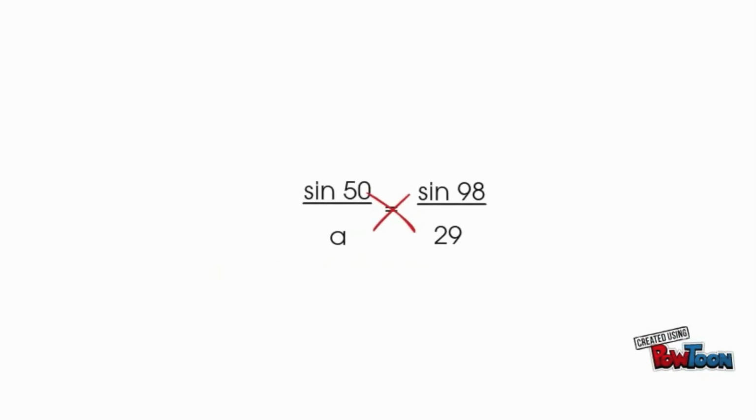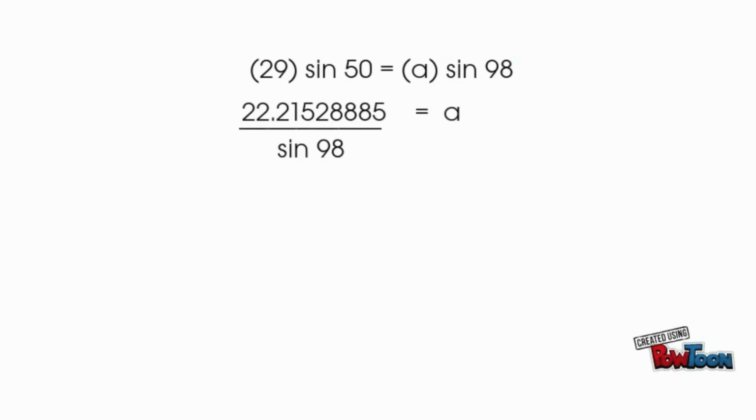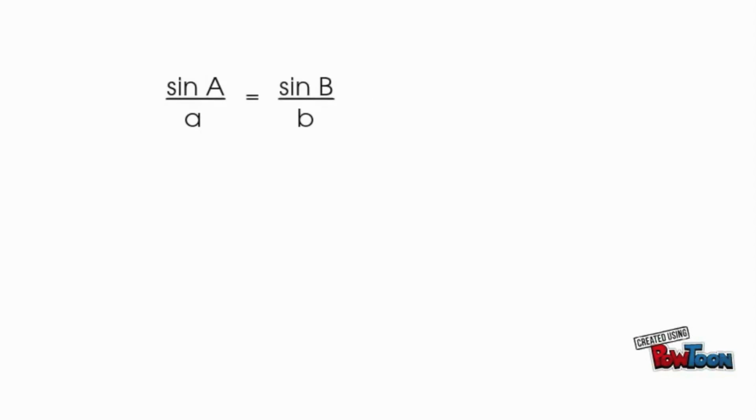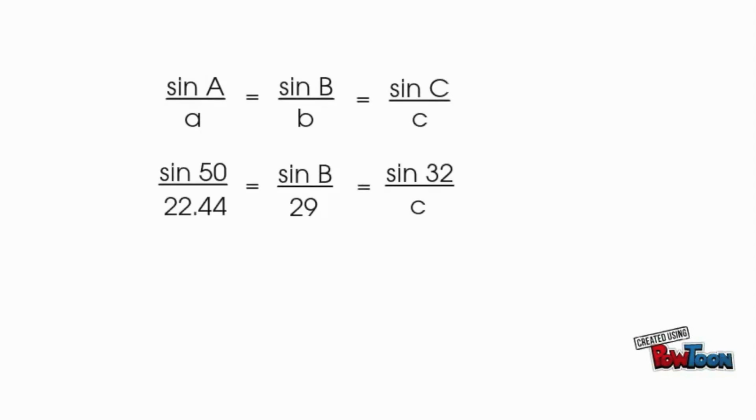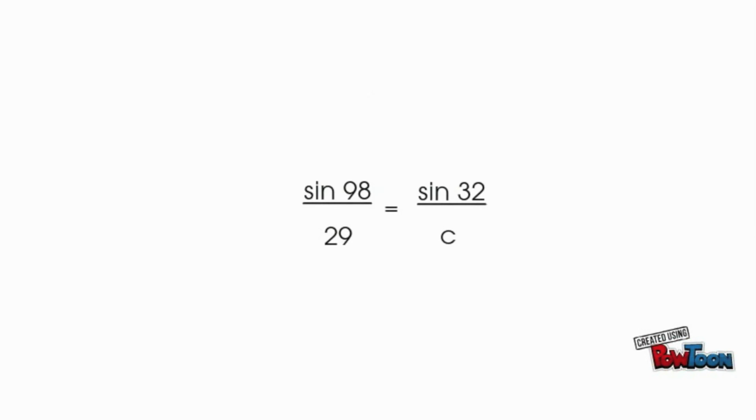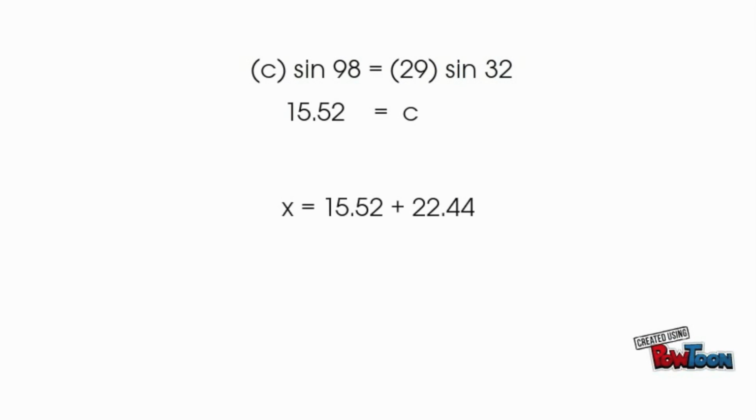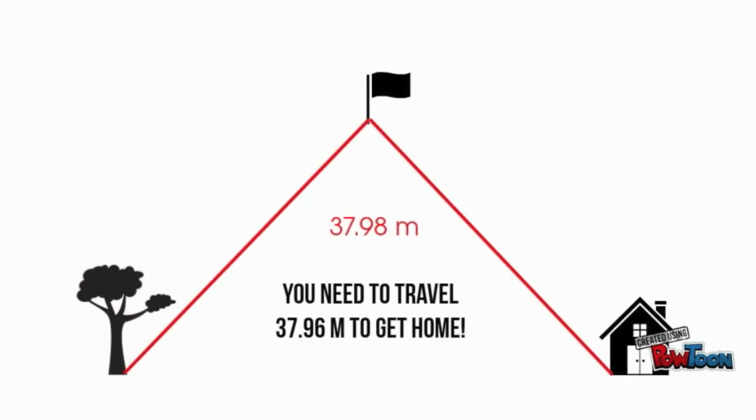To look for side A, you have to cross multiply. A is gonna be 22.44. So what you're gonna look for now is side C. So you have to cross multiply. So C is gonna be 15.52. So when you add it, it's gonna be 37.96. You need to travel 37.96 meters to get home.